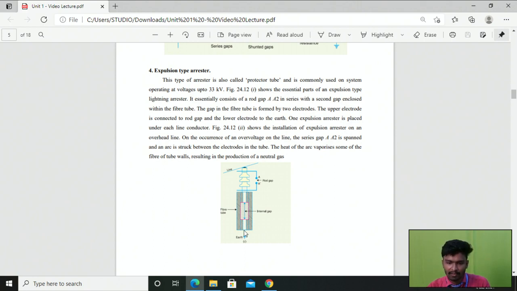Right. So after the diversion of these extra surges and the production of neutral gas, the arc is extinguished. Then after clearing and diverting all the surges, gaps 1 and 2 are still in open condition. Right. So this is the working principle of the expulsion type arrester.